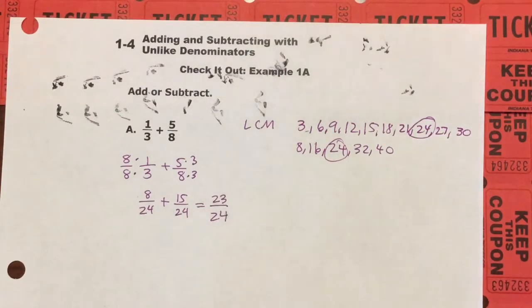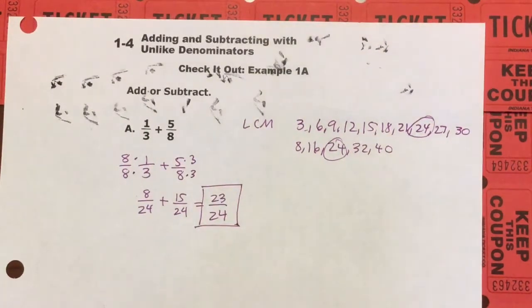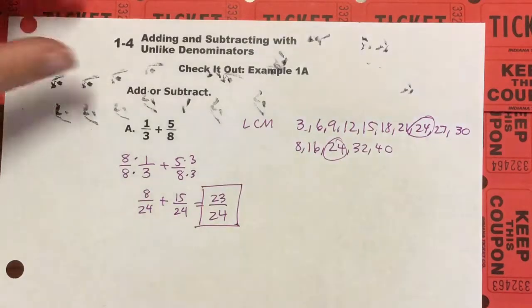Check to see if it's in simplest form, and 23 is a prime number, so yes, sir. It is in simplest form. Put a box around it. We did it. Hopefully you did it right.